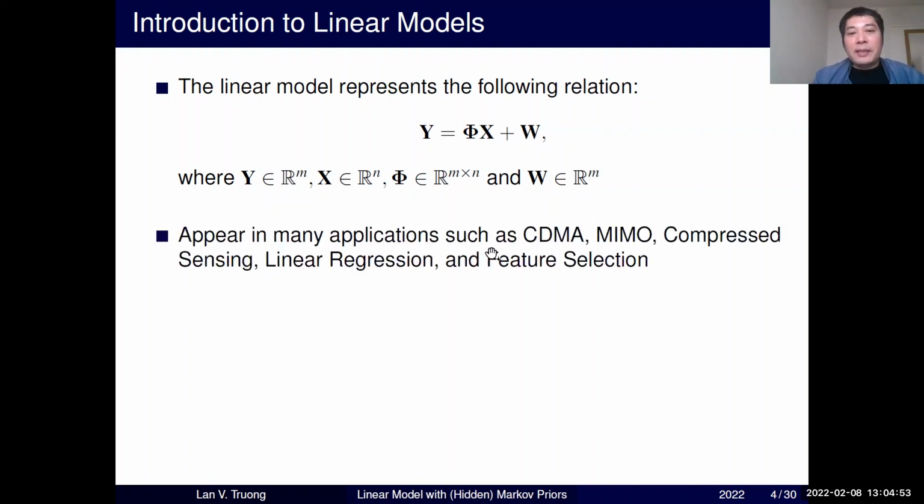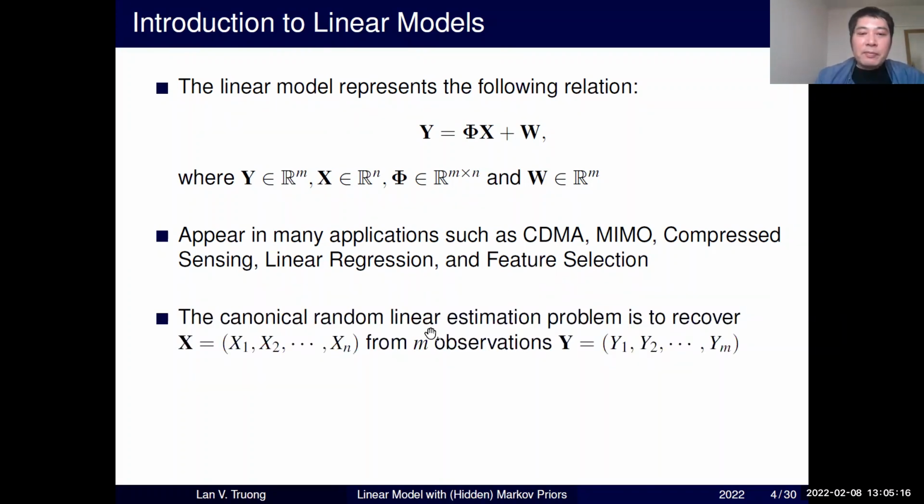So this model appears in many applications. For example, in code division multiple access and multiple-input multiple-output systems in communications, in compressed sensing, in signal processing, and in linear regression and feature selection in machine learning. So the main question of this problem is to estimate the vector x. We assume that x equals x1, x2, up to xn. So this is an n-dimensional vector, from a vector y representing m observations, y1, y2, up to ym.